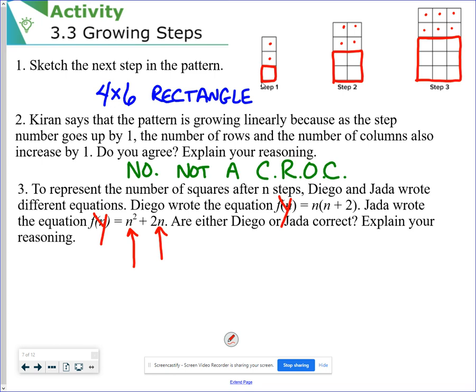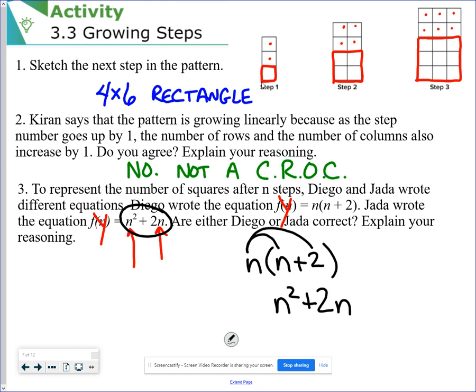So we can see how that's happening there. And I want to be able to take a look at that algebraically. I want to be able to see why that works. So if I take Diego's equation, or just his expression, I'm going to take a look at n times n plus 2. Think about our distribution. N times n, that would be n squared, plus n times 2 would be 2n, which is exactly the same thing that Jada wrote. So it's just 2 different expressions that mean exactly the same thing.